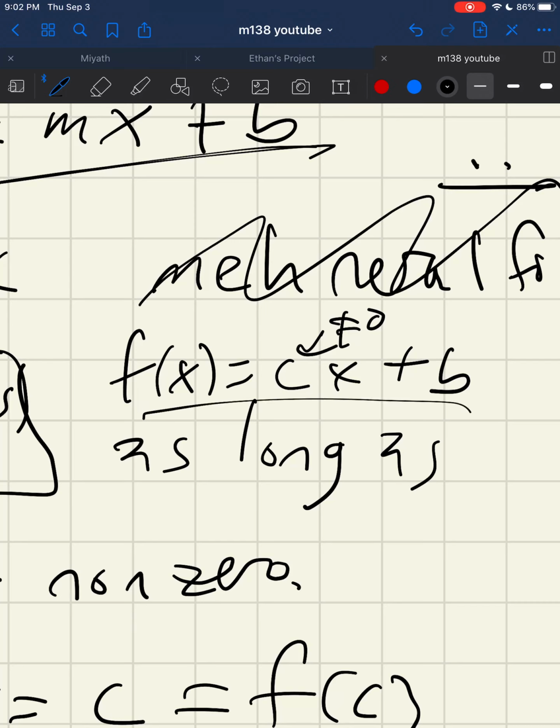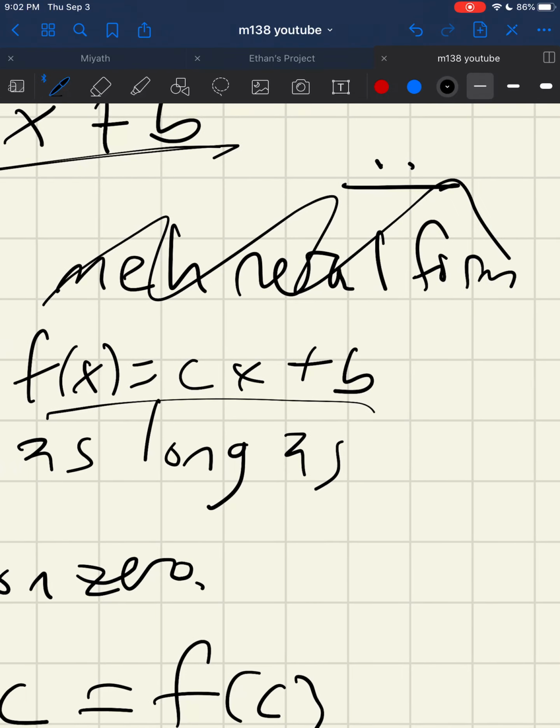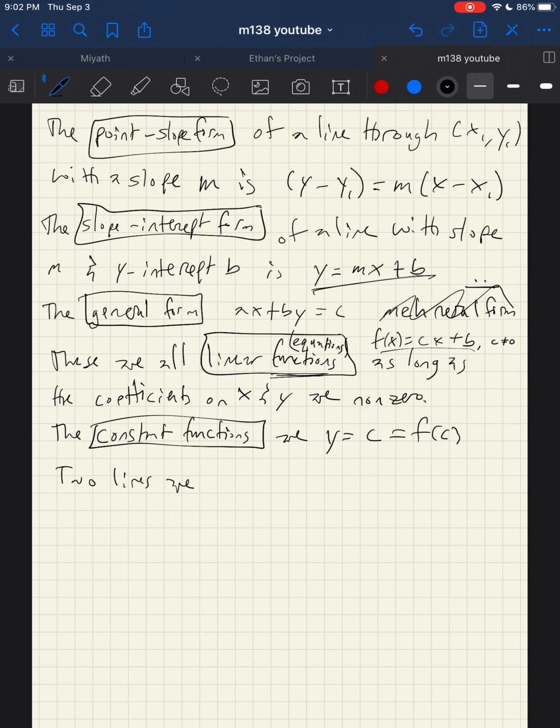So this is a linear function. We've got a linear input. That is, we've got an input x, and we're multiplying it by something that's non-zero. Okay, so that's a linear function, I suppose. These are linear equations which can be turned into linear functions.